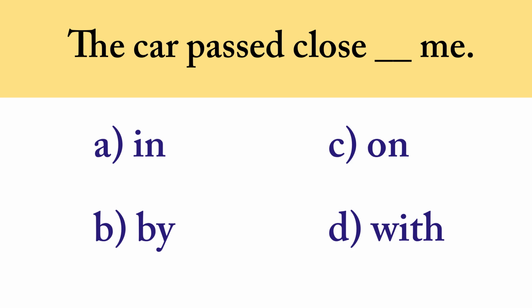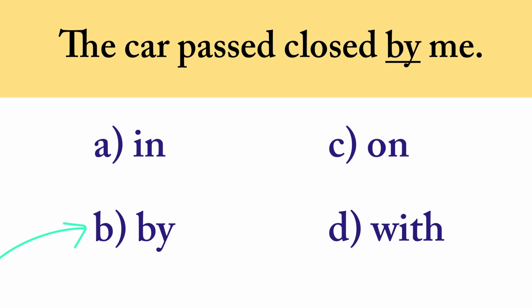The car passed close, blank, me. A, in. B, by. C, on. D, with. The correct answer is B. The car passed close by me.